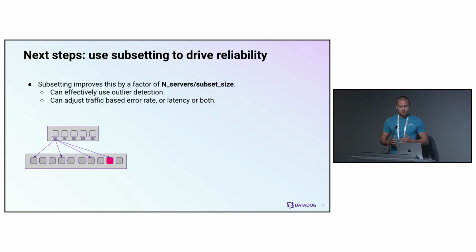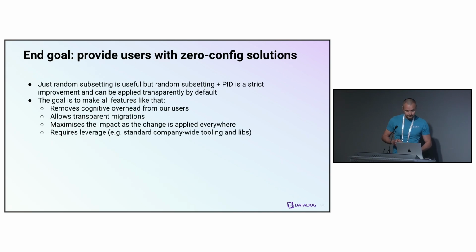So subsetting helps you to reduce this time a lot, because we can use much smaller subsets, and now we can efficiently use gRPC features such as outlier detection. So we can detect bad hosts very fast, and then we can send a smaller amount of traffic to the bad host or hosts that generate high latency. Now let's revisit the goals that we set for ourselves.